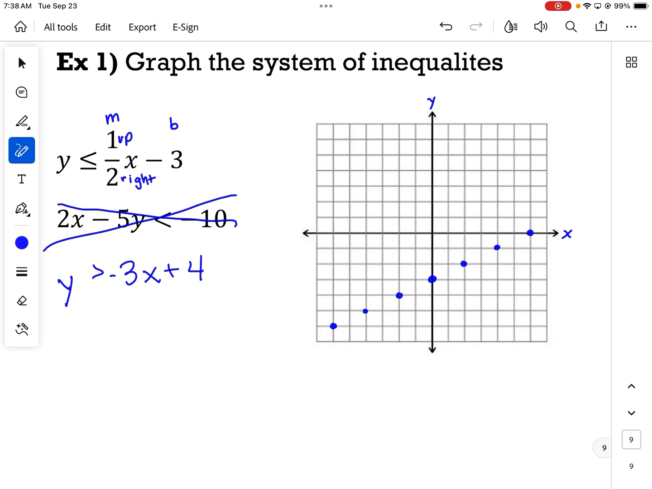Okay, and then we've got to do our line. So we look at the inequality, so less than or equal to means it's going to be a solid line because of the or equal to. And the less than means we're going to shade below. So it's solid and below.